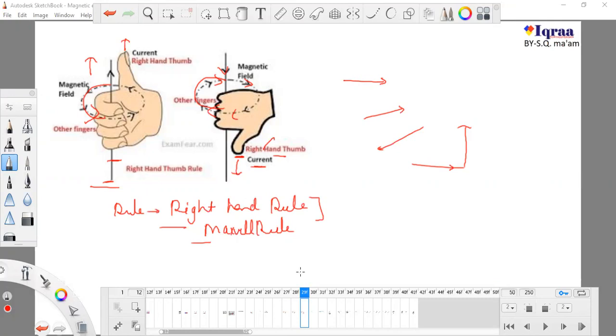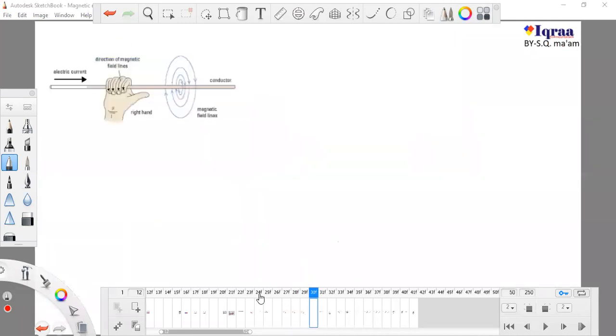But for practical application, you have to write this by using your pen. So don't forget to take this type of pen. This is known as the Maxwell rule, and the right hand rule is the same. Now this is also the indication, or this is also the direction. This is the direction of our current, and the fingers are showing the magnetic field lines.